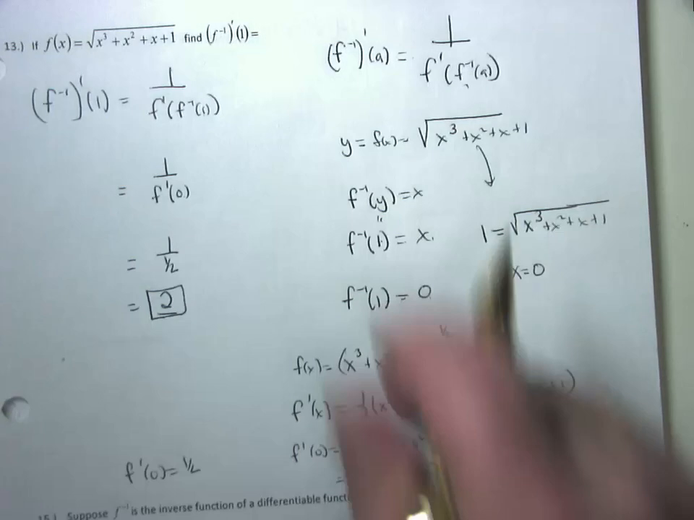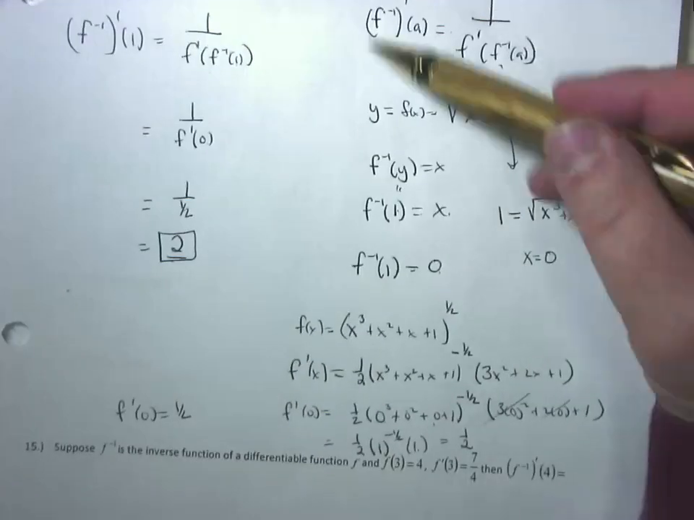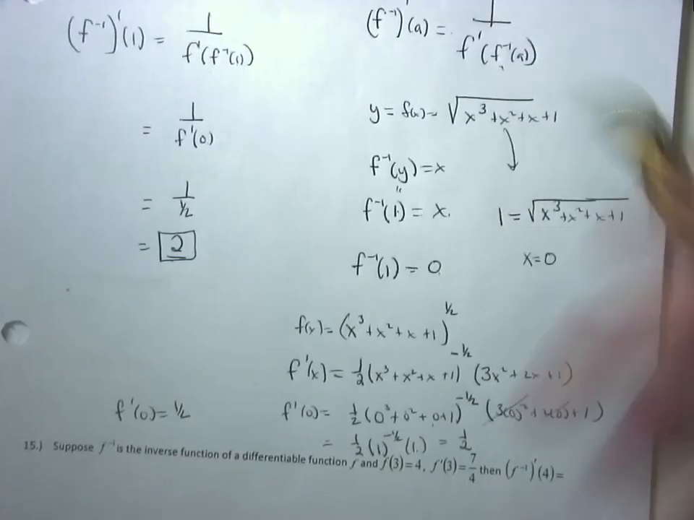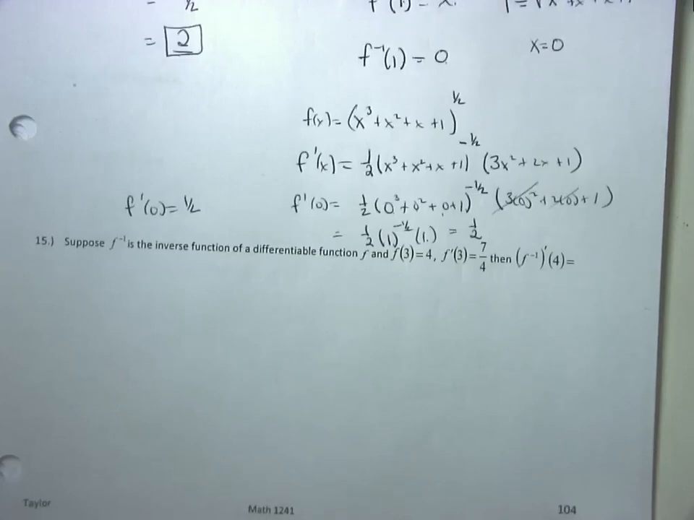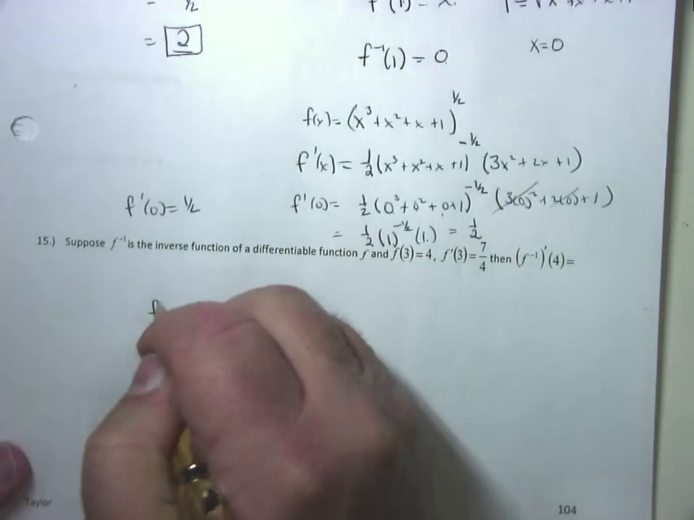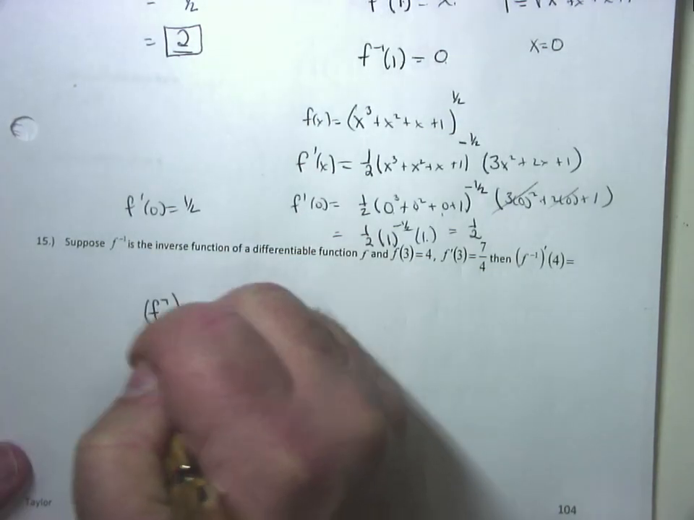Now these guys are a little messy, but go back and remember the formula and notice how I'm doing this stuff. This one's a little bit easier as long as you know the formula, because they gave you all the pieces of the puzzle. Suppose f inverse is an inverse function of a differentiable function f, and f of 3 equals 4, f prime of 3 equals 7/4. Then what is f inverse prime of 4?